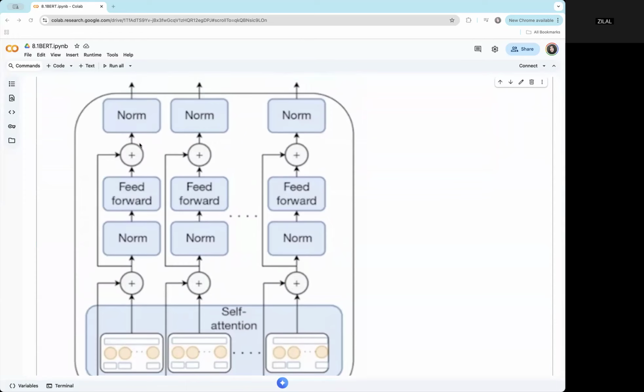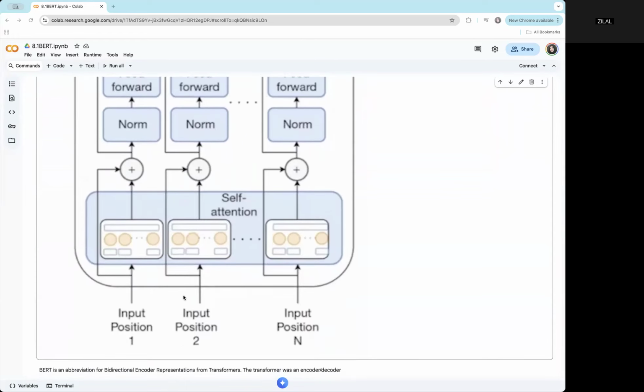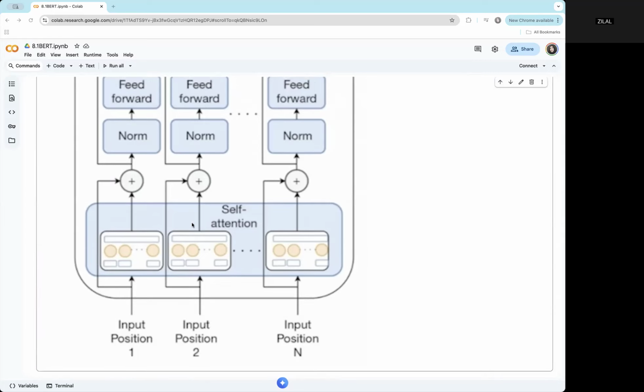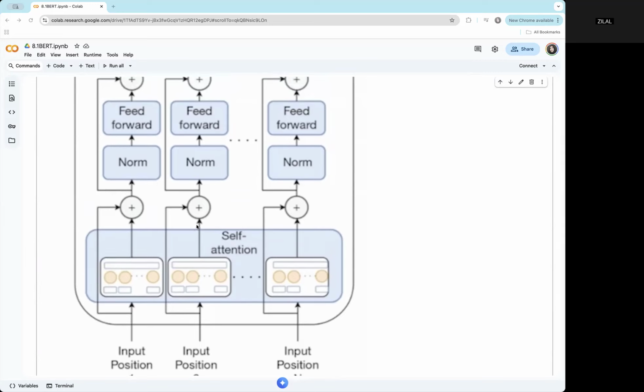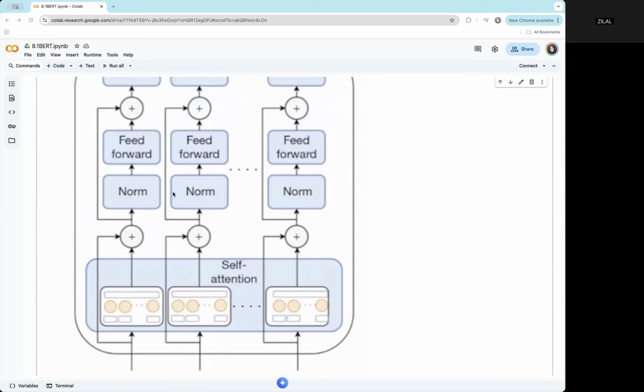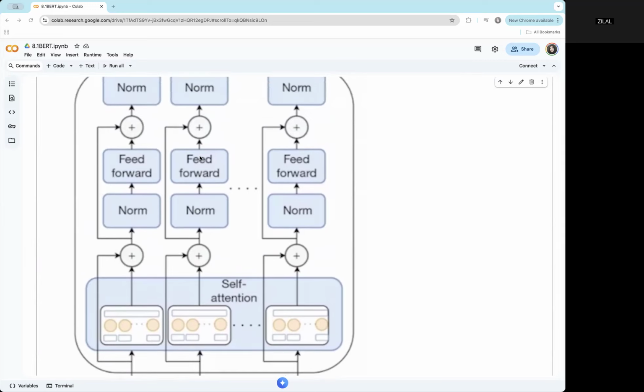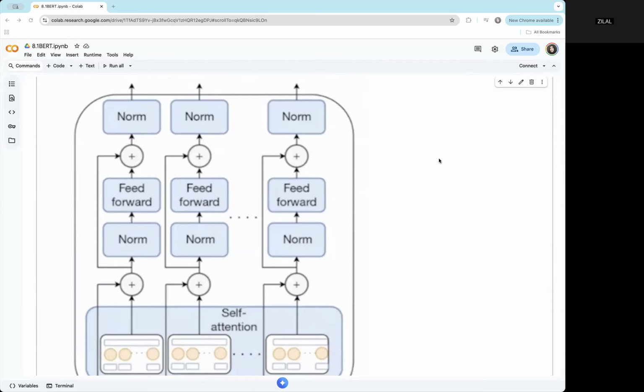This figure shows the BERT architecture. We start with a sequence of tokens presented in parallel to the model. This is followed by multi-headed self-attention, which lets each position attend to all positions. This is followed by normalization and a feed-forward layer and some skip connections. And then finally, another normalization. This is just one encoder.